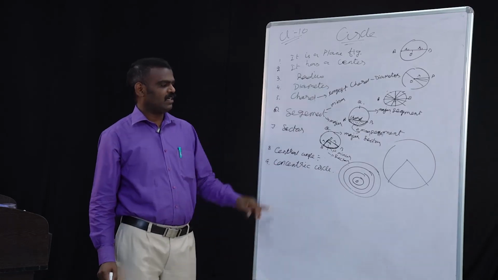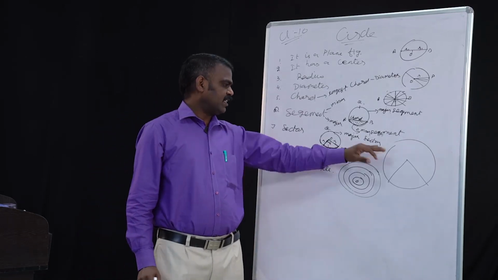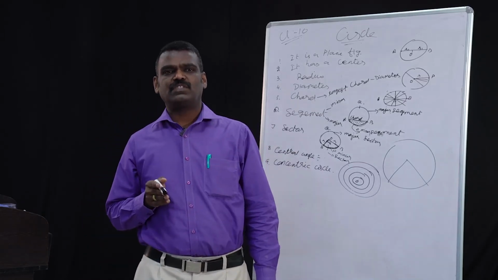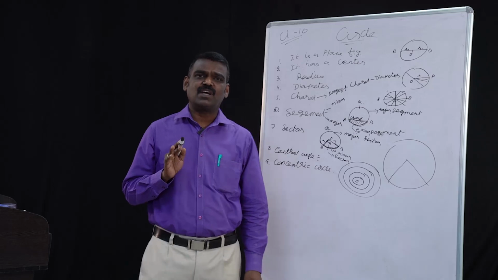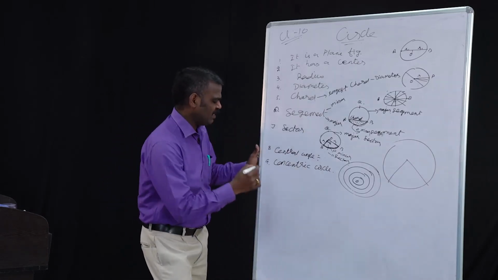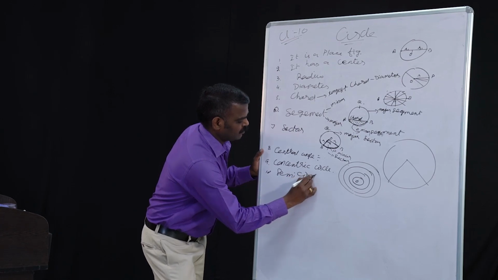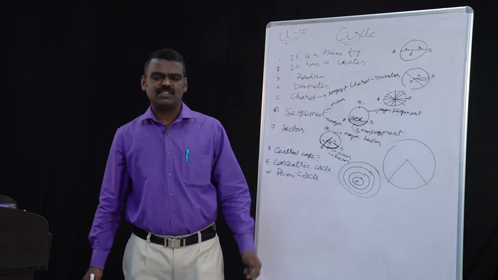Then concentric circle, center angle. Center angle I will tell you. Concentric circles: more than one circle having the same center is called concentric circles. Another easy point is semicircle. What is a semicircle?